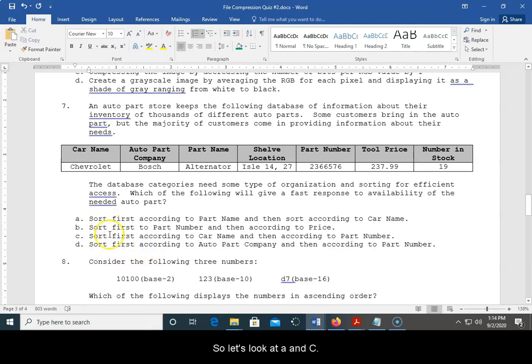So let's look at A and C. Well, A and C would both actually work, but one is more efficient than the other, okay? So let's say I went in for C and said, hey, I have a Chevy. So what would happen is all of the different Chevy parts would pop up, and then it would go down to the part number, okay?